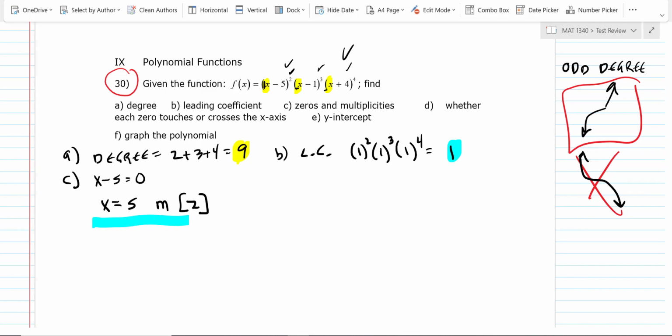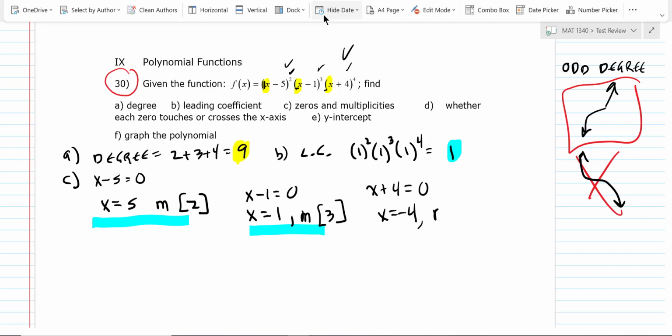The next one you have is x minus 1 equals 0, so that gives x equals 1. That has a multiplicity of 3. And then the last factor you have is x plus 4, so that gives x equals negative 4, and that has a multiplicity of 4. All that you can do in your head, because it's in factored form.